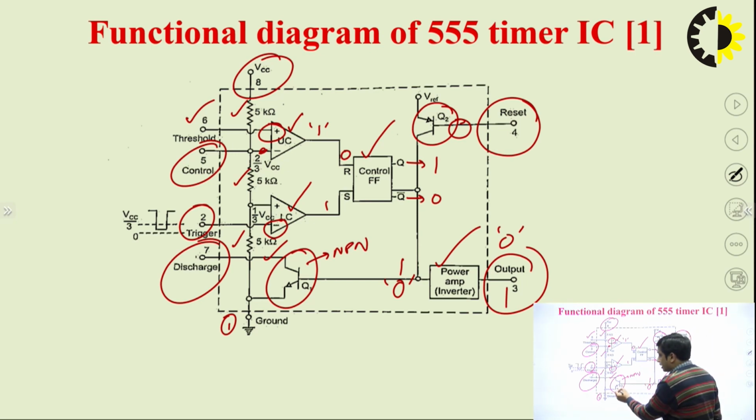And this Q1 transistor, that is the NPN transistor, will be on only when there is a logic 1 at the base of this Q1 transistor, otherwise it will be off. Fine. So this is the description of the individual elements inside this 555 timer IC. Now we are going to use this 555 timer IC to design an astable multivibrator.